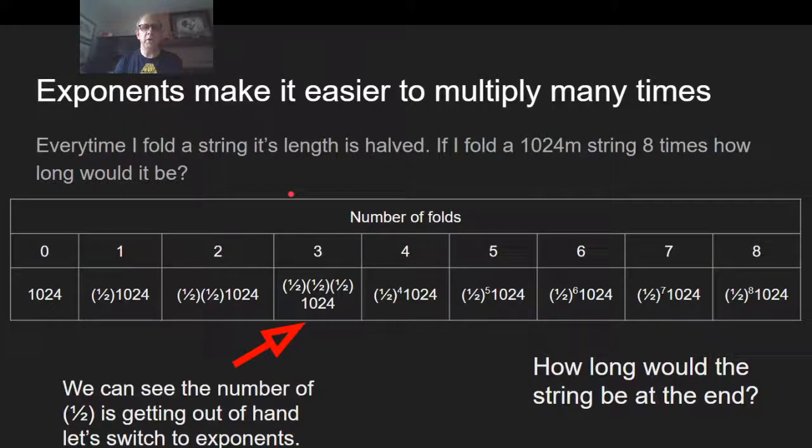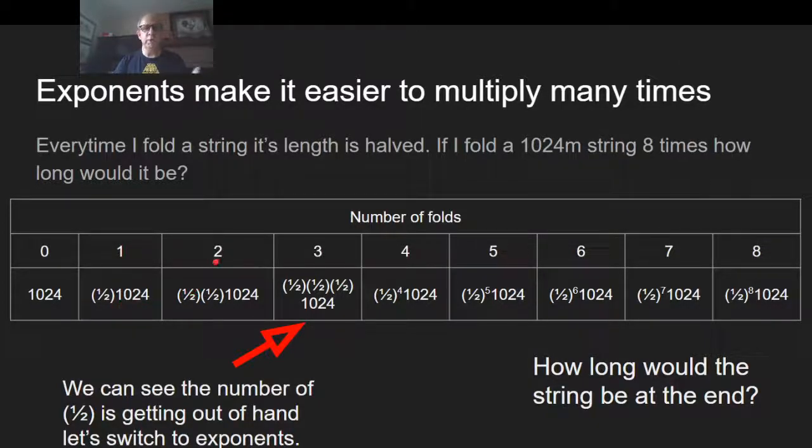All right. So here's our word problem. Exponents make it easier to multiply many times. Every time I fold a string, its length is halved. If I fold a 1,024 meter string 8 times, how long would it be? So here it is with 0 folds. It's 1,024 meters. So remember this from our first word problem. How do I go this way? What do I do? Multiplying by 1/2. So if I fold it 1 time, that's multiplying by 1/2. So that would be 512 meters.